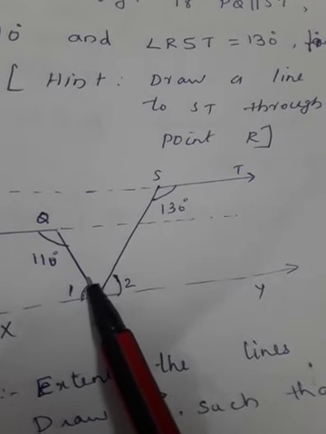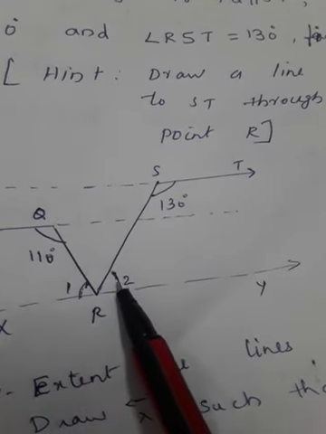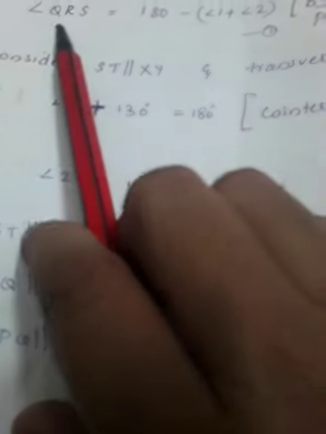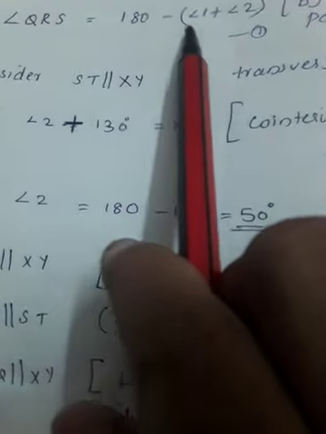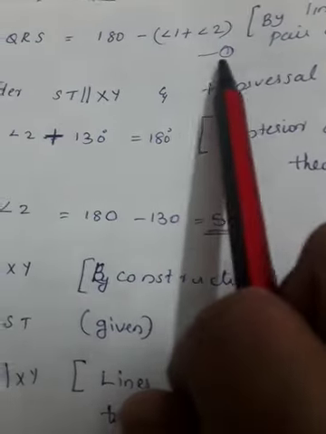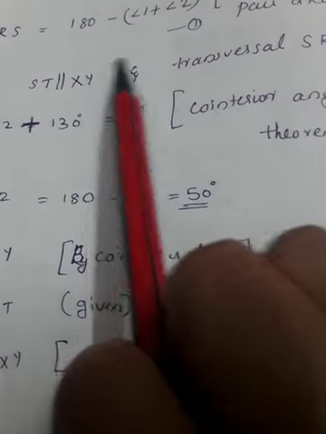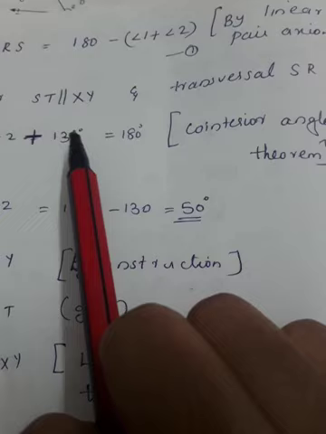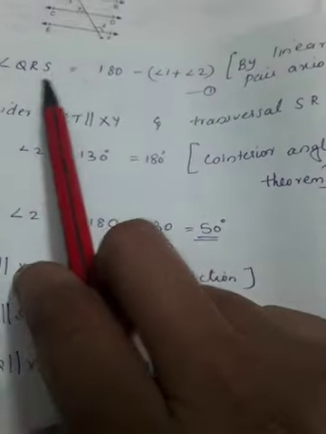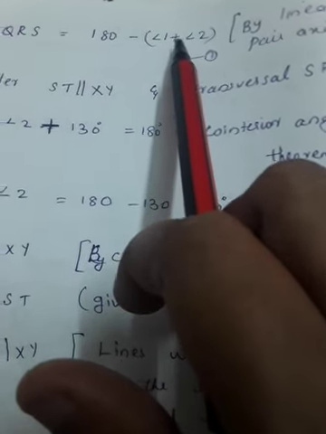So, here we need to find QRS. For that, we need to find angle 1 and angle 2. So, here angle QRS equals 180 minus angle 1 plus 2 by linear pair axiom. This is equation 1. Then consider the lines ST parallel XY and the transversal SR, because we need to find the value of angle 1 and angle 2. For finding QRS, we want to get angle 1 and angle 2.